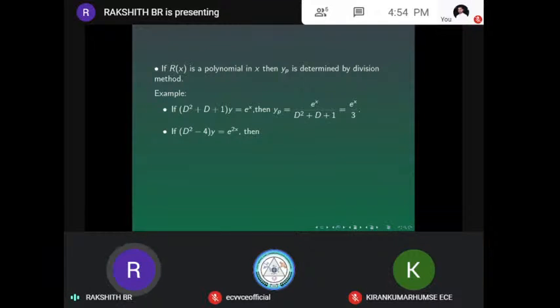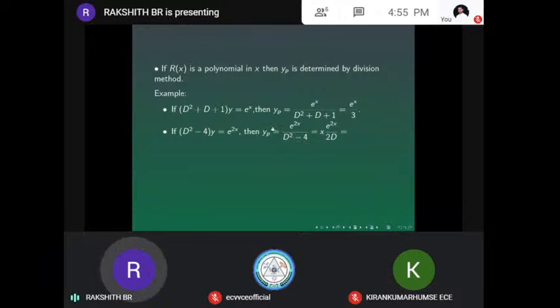For example, consider the second one, that is D square minus 4 into y equal to e power 2x. Then yp we denote by r of x by f of D. So here I will look into the r of x. Your r of x here is nothing but e power 2x with a equal to 2. So therefore just replace your D by 2. That is the first step we need to do. Here in this case, your yp is e power 2x by D square minus 4.